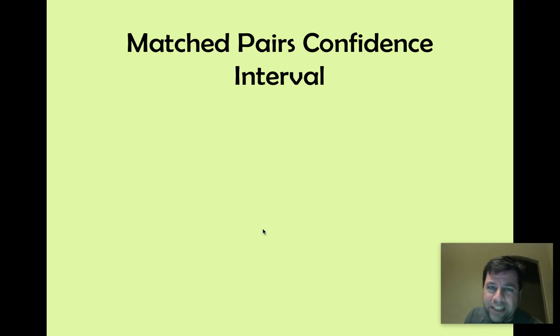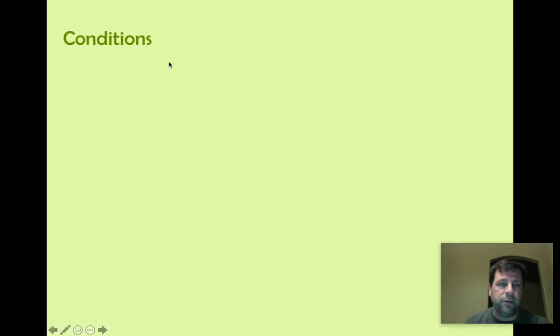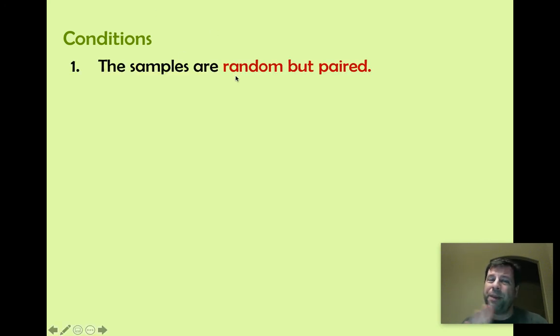But the key word we're looking for there is mean difference. Some of you talked about pairing it up. That's also key to look for, but the words are mean difference if it talks about them. Okay. All right. Conditions. Guys, when you pair it up, it just becomes one sample. So if it's just one sample, those are the conditions for one sample. The samples are random but paired.